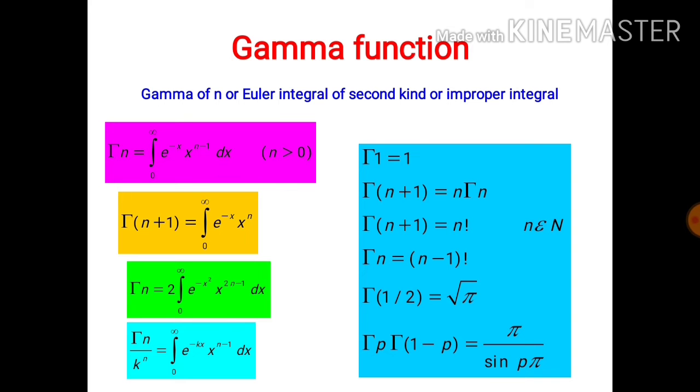Then these are the formulas of gamma. Gamma of n plus 1 is equal to n gamma of n. Gamma of n plus 1 is equal to n factorial. If n belongs to natural numbers, then we apply this formula. If it is a fraction, then apply gamma of n plus 1 is equal to n gamma of n. Gamma of 1 by 2 is equal to root pi. Another formula is gamma of p into gamma of 1 minus p is equal to pi upon sin p pi.